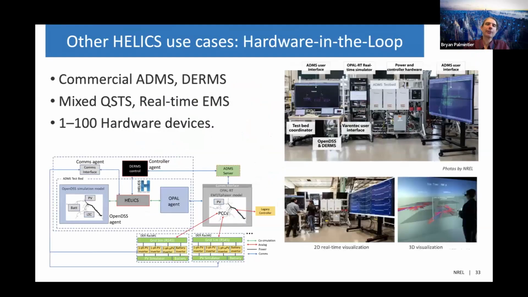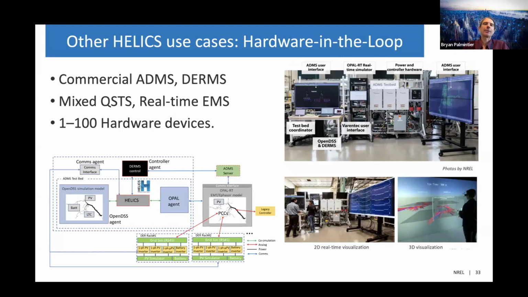Other things we've done with Helix include hardware in the loop testing. Helix has a mode, a switch that can be turned on to make sure that the time advancement isn't the default, which is as fast as possible, as fast as all the simulators allow, but rather locked to real time, meaning when 1 second elapses, a second elapses in the simulation. And we've used this to scale up some hardware in the loop testing.